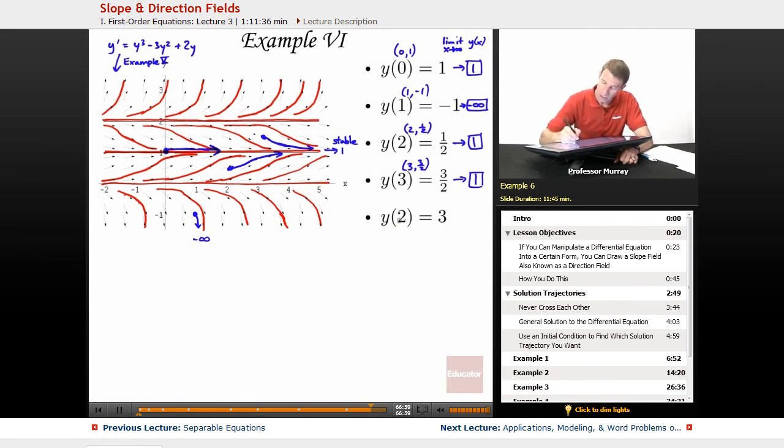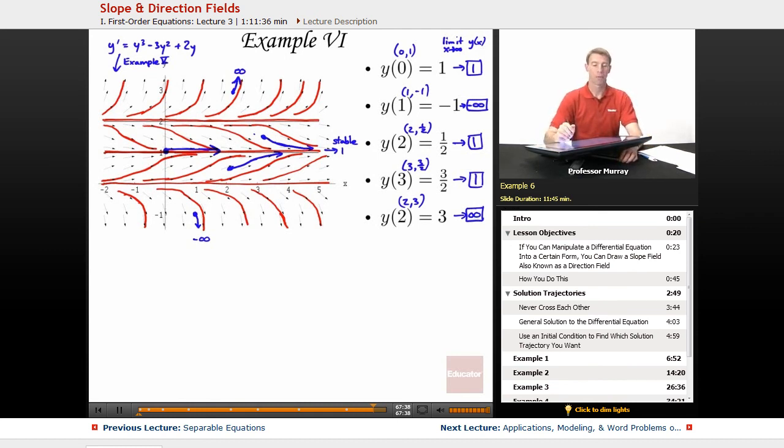Now, the last one we have here is 2, 3. So start at x equals 2 and y is equal to 3. So here's x equal 2. Y is equal to 3 is up here. And I see that if I hop on the bus at that point, it's going to be trending straight up, very, very steeply up, up to negative, no, not negative infinity, positive infinity. And so that solution is rapidly going to diverge up to positive infinity.